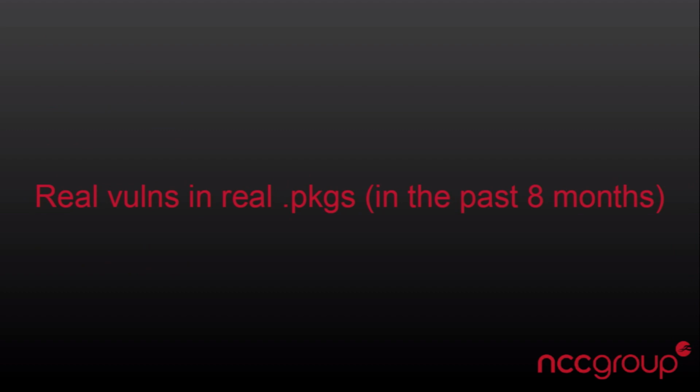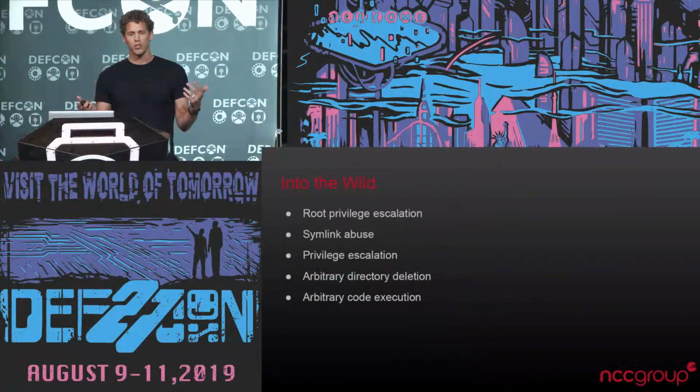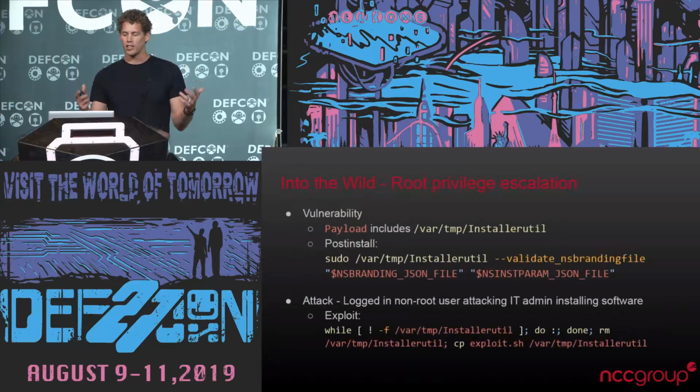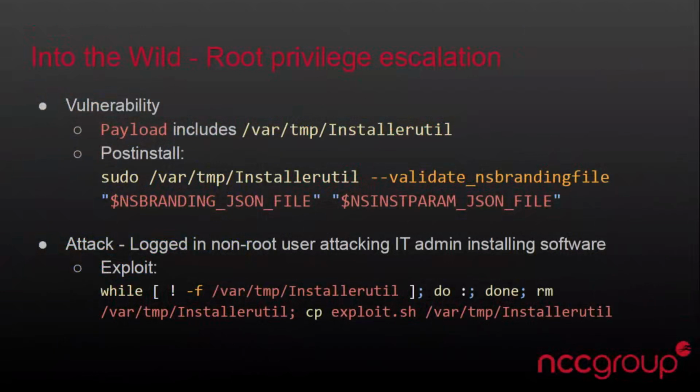So now we're going to dig into the actual vulnerabilities I got to see while looking at this for the past couple months. I found a number of privilege escalation issues, did some symbolic link abuse, and got some arbitrary code execution, which was fun. So the first one, we have this installation. The payload installs an installer util binary, just a helper program for the installation. And then the post install script actually calls that with sudo, with super user powers, and executes it. This is written to the temp directory, which is world writable. The payload is installing as the current user, the way this installation was working. And then the post install is calling that user owned file with super user powers.